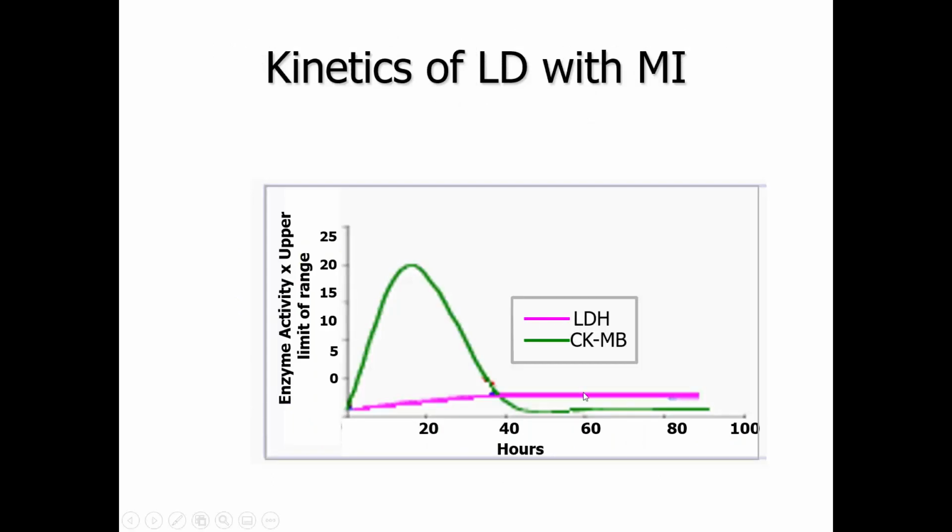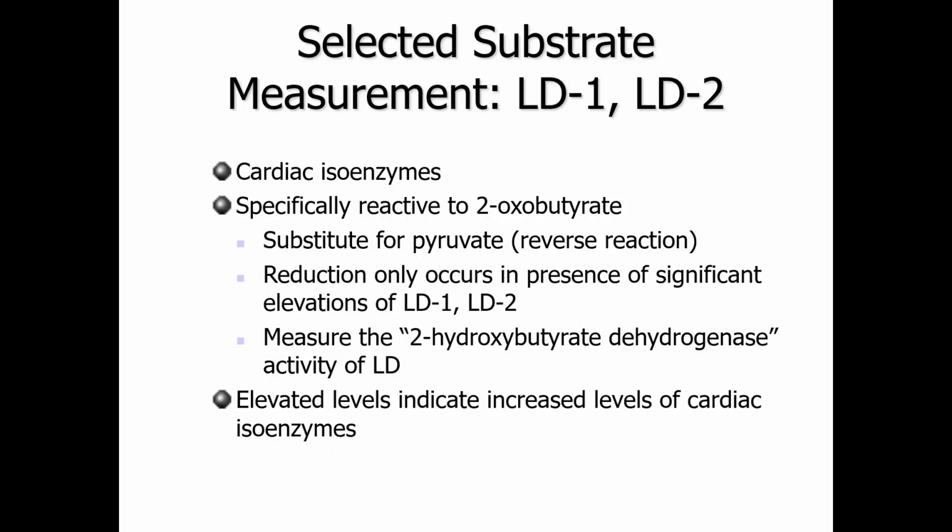LDH and CKMB: CKMB peaks here, while LDH can remain elevated for a longer period of time. LD1 and LD2 are cardiac isoenzymes, specifically reactive to 2-oxybutyrate, a substitute for pyruvate or the reverse reaction. Reduction only occurs in the presence of significant elevations of LD1 and LD2. Elevated levels indicate increased levels of cardiac isoenzymes.